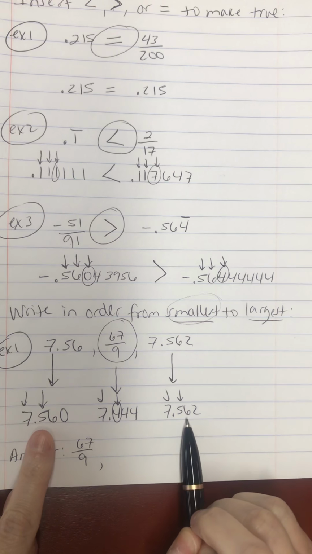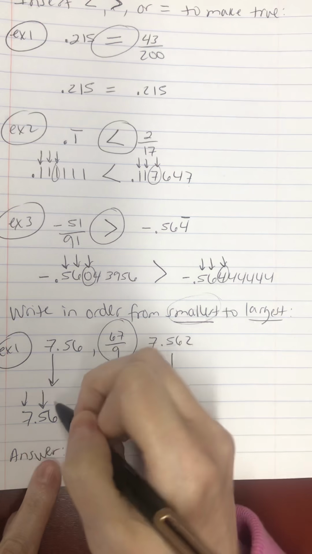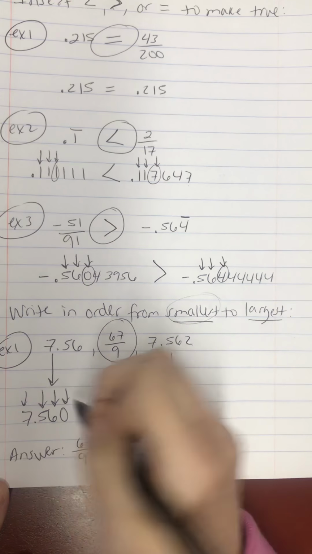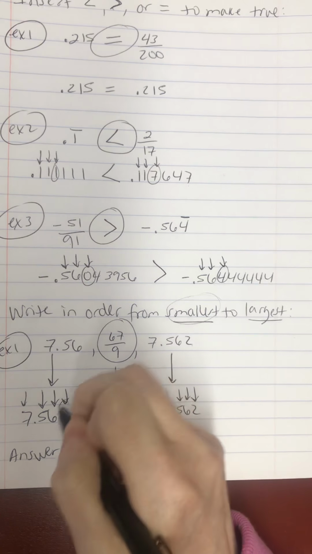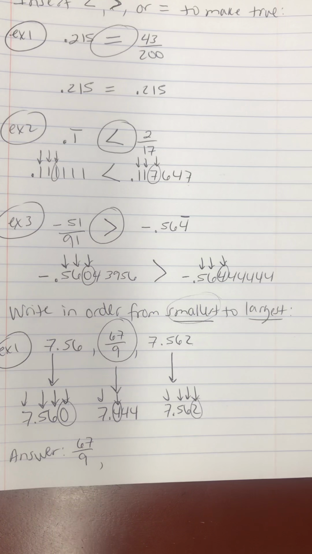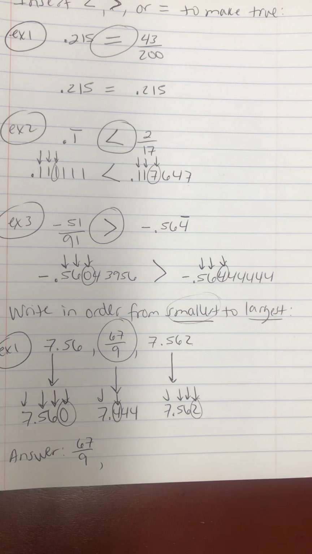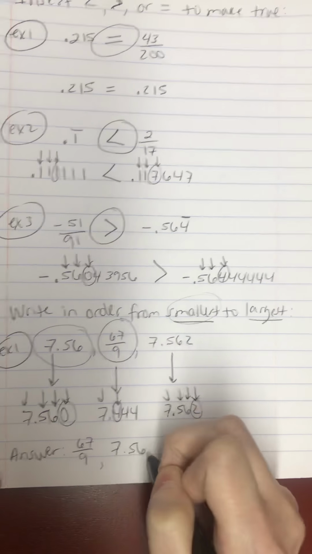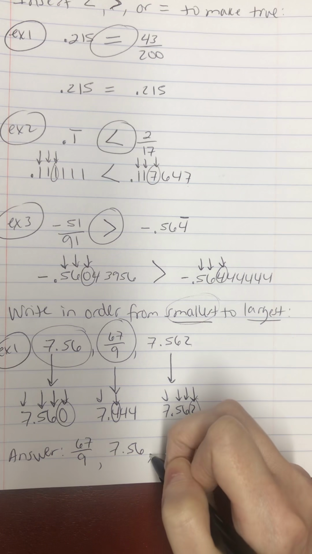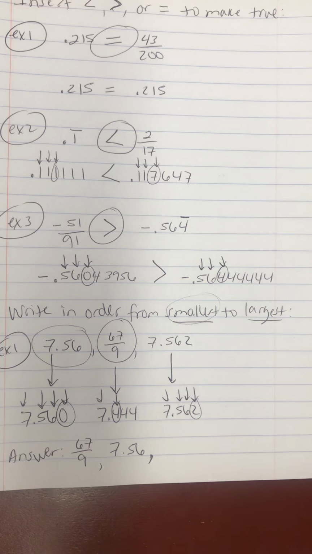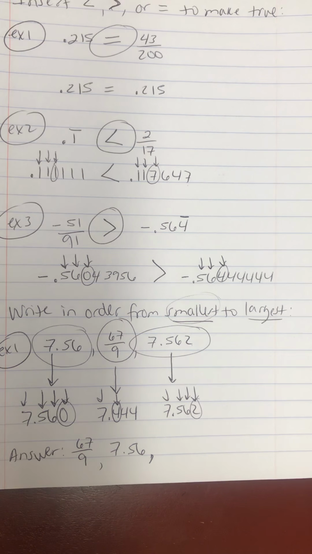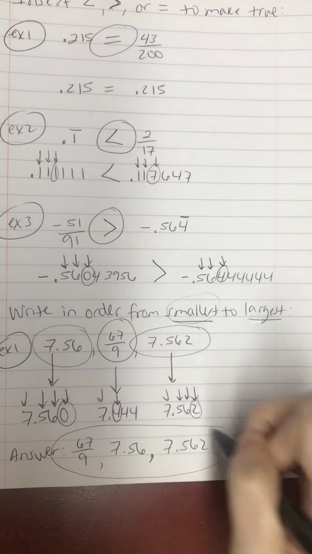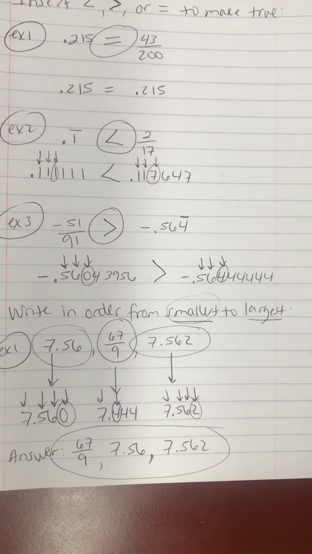Now I'm just comparing these two. So let's look at the next number after the 5. Well, the next number is a 6. So again, they're the same. So far, they're very much the same. So now you have a 0 versus a 2. So I would ask you which one is smaller, 0 or 2. Obviously, the 0 is smaller. So that means this number comes next. 7.56 and comma, oh, it's a bad looking comma. And then last, of course, the largest number is this one right here, 7.562. So my final answer is this right here in order from smallest to largest.